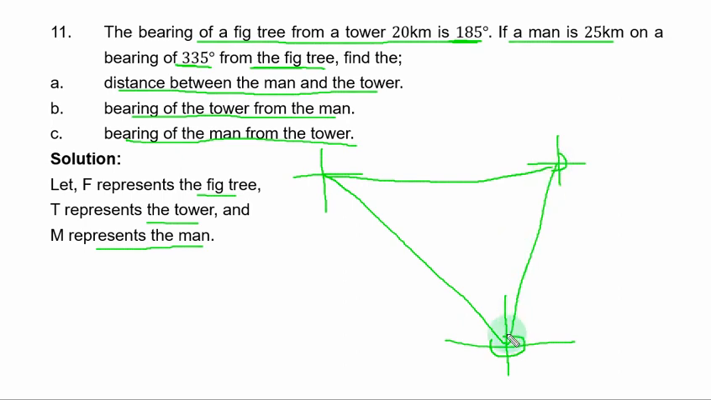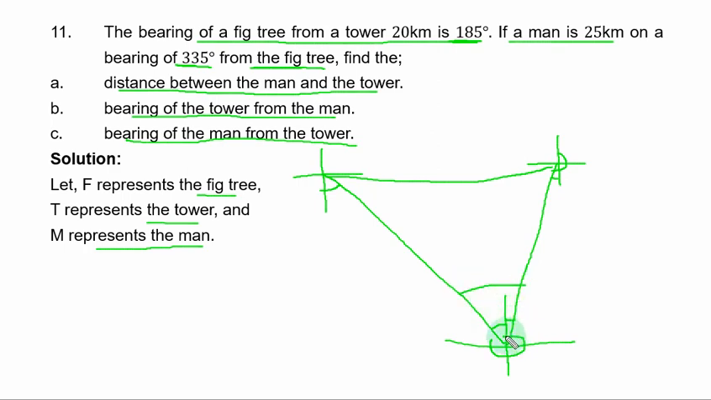So this whole angle here, 335 degrees, you need to get this angle which is equal to this angle. This angle here is 185 degrees, so this other angle must be 005 degrees, which is equal to this angle. We want to get the whole of this angle.